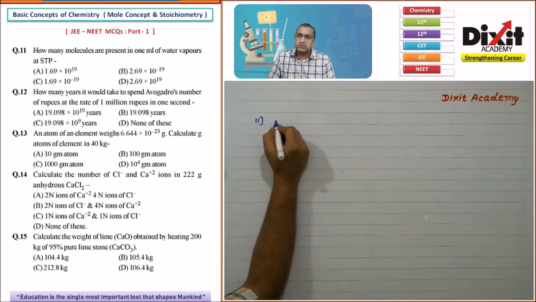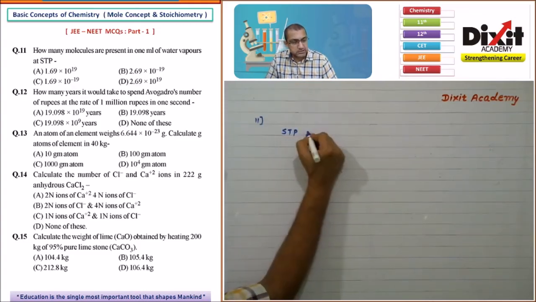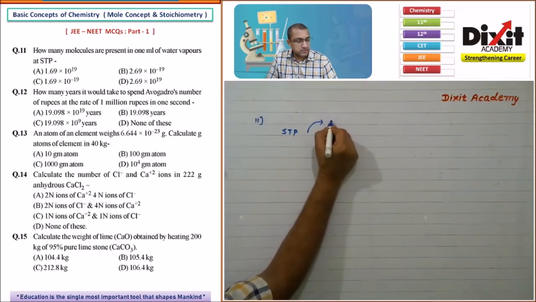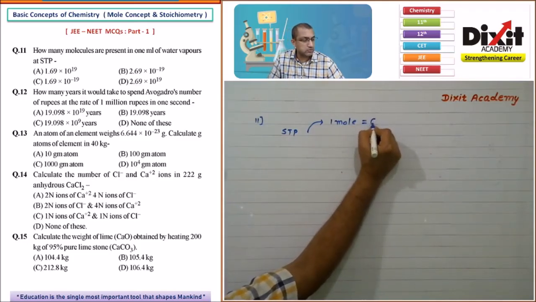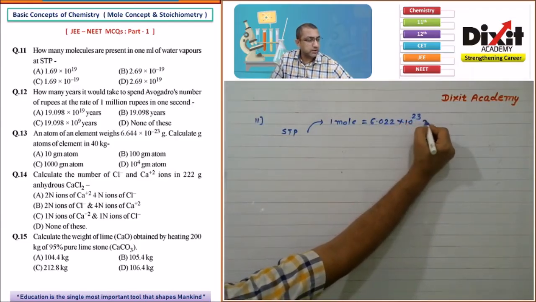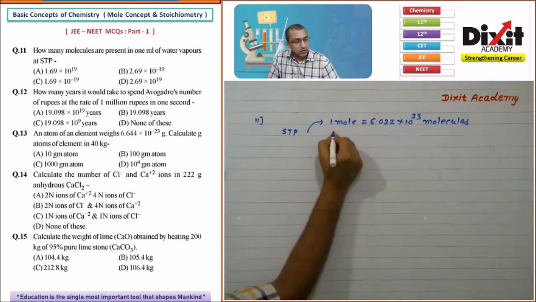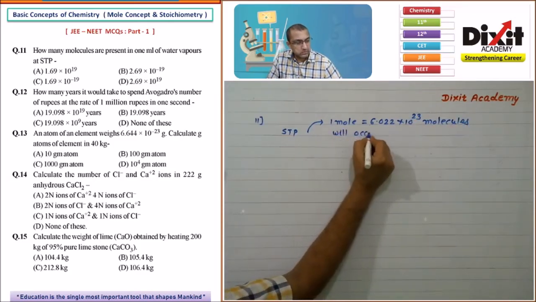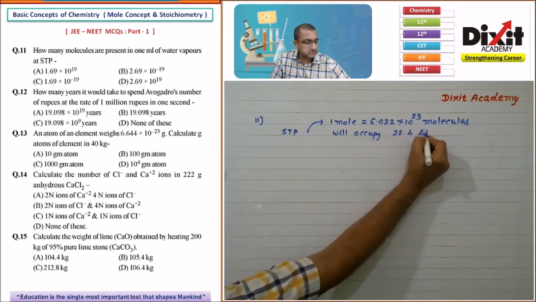Question number 11. How many molecules are present in 1 ml of the water vapor at STP? Okay. So given condition is STP. So at STP 1 mole, that is equal to Avogadro number of molecules, 6.022 into 10 raised to 23 molecules, will occupy 22.4 liters of the volume.